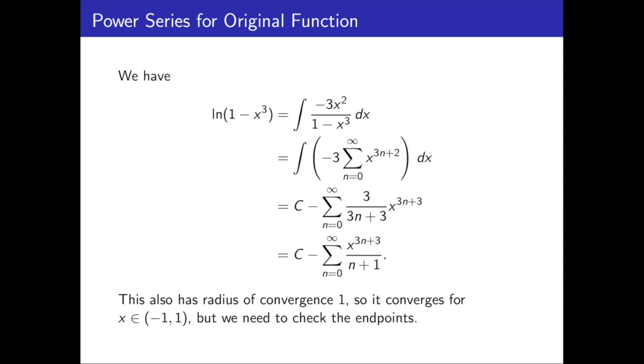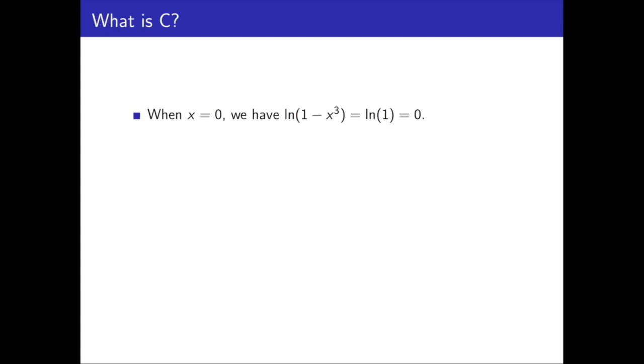Before we actually check those endpoints, though, there's one more thing that we'd like to determine, which is what's c? We currently have a power series representation, but we don't actually fully know what it is because it's this infinite sum plus a constant, and we don't know that constant. So we'd like to determine that first. We'll note that if x equals 0, the sum is actually going to be 0. And x equals 0 is in the middle of our interval. So that's a nice value to use to try and determine the constant.